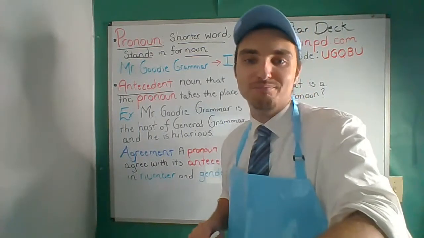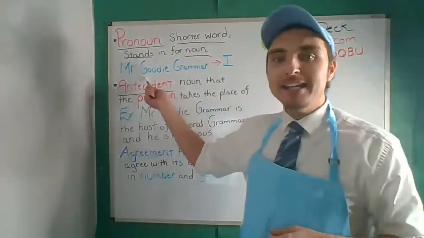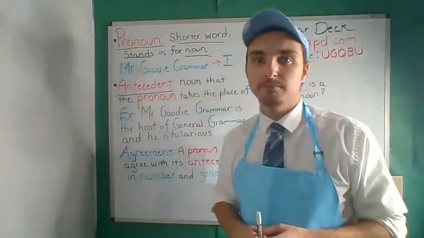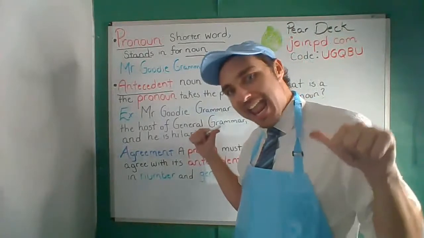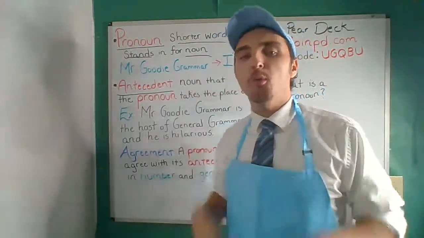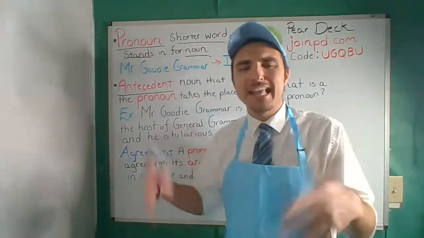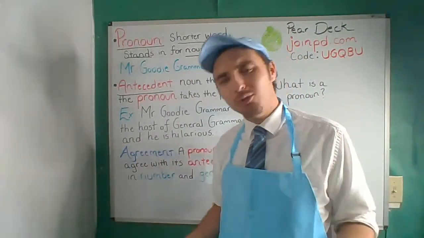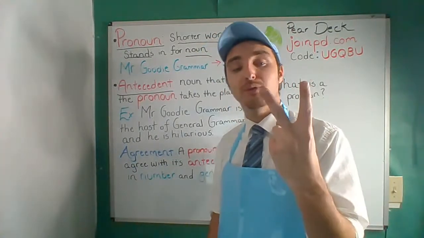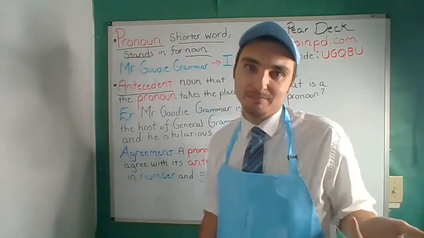Pretty nice, right? So, for example, my noun here is Mr. Goodie Grammar. Me. But if I constantly go, well, Mr. Goodie Grammar, Mr. Goodie Grammar, Mr. Goodie Grammar, and say that over and over again as my noun, one, repetitive, two, narcissistic, and three, obnoxious.